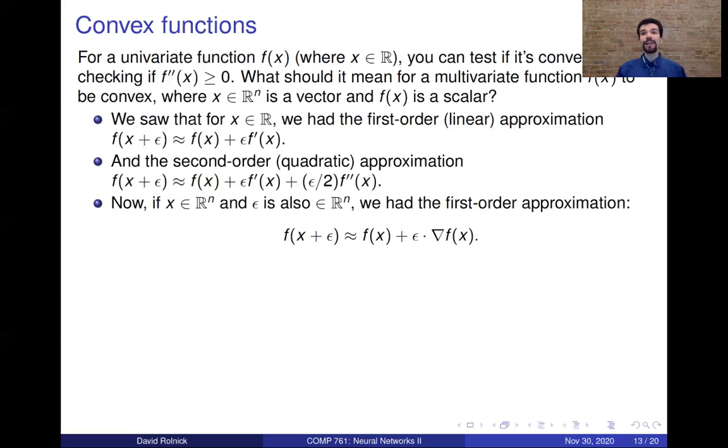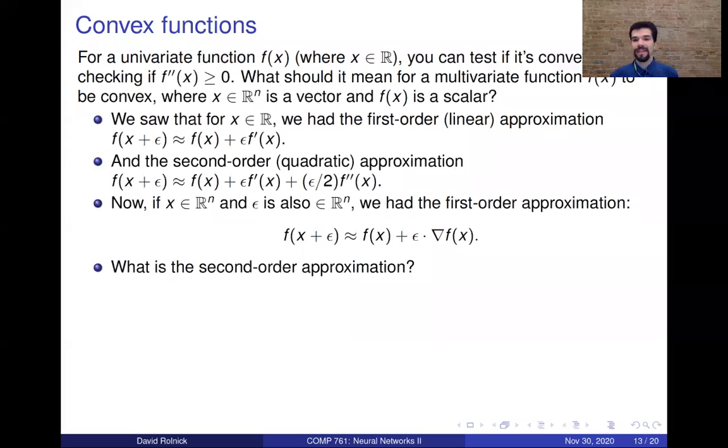Now let's see what the second order approximation is. We haven't seen this before, and we're trying to make an analogy to this, where again, epsilon squared over 2, sorry about that. What is the second order approximation? Or what is the new term here? Any guesses? Yes, there will be a Hessian involved.